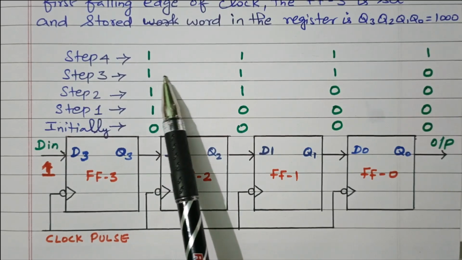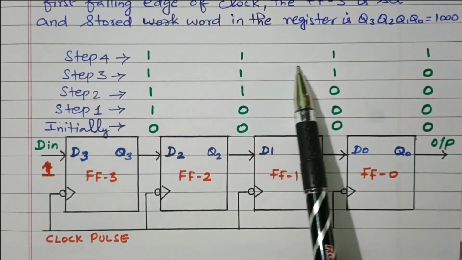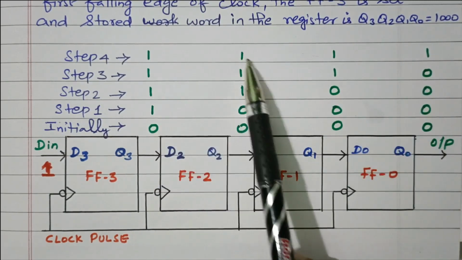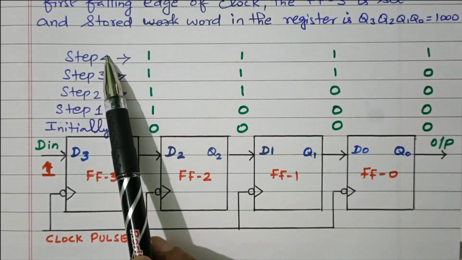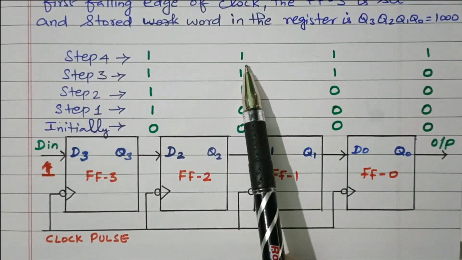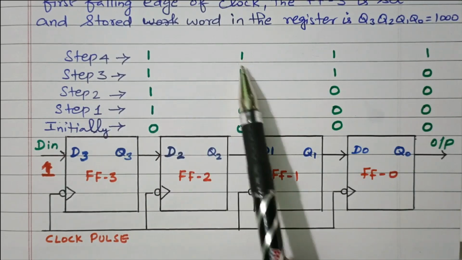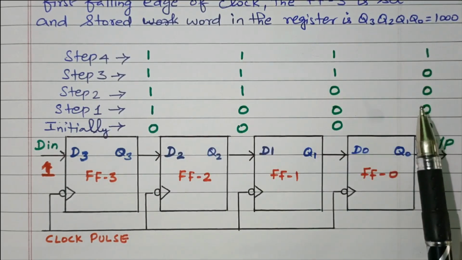What happened? This 1 will go to the next flip-flop. This 1 goes to the next flip-flop. This 1 goes to the next flip-flop. So that finally it becomes 1, 1, 1, 1. After 4 steps, we got our required data 1, 1, 1, 1. That is our required data. We need to store 1, 1, 1, 1 in all the 4 flip-flops.